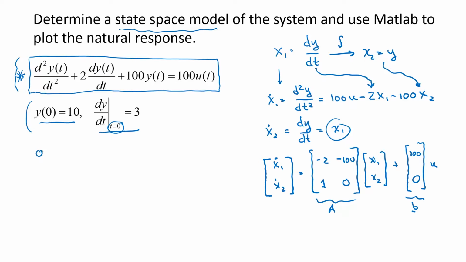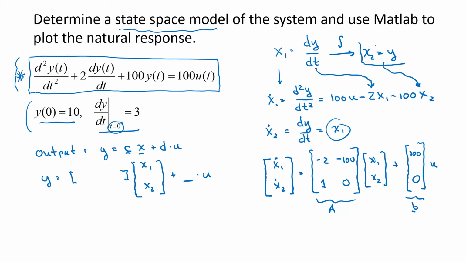Now my output equation is an equation of the form y is equal to C times my vector of states plus D times u. So y is equal to some two-element row vector times x1, x2, plus some number times u. From my state definitions, x2 is just equal to the output. So there's nothing times x1 in that equation, 1 times x2, and nothing times u. So this is C and this is D. I now have my state variable model.